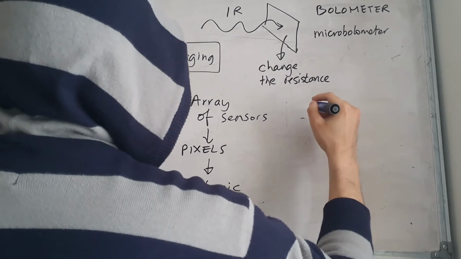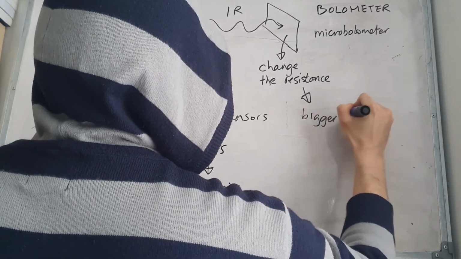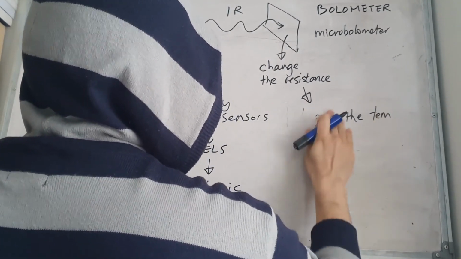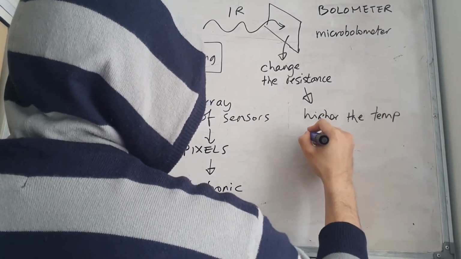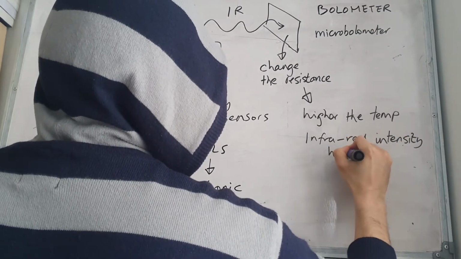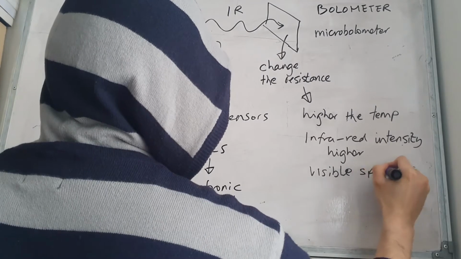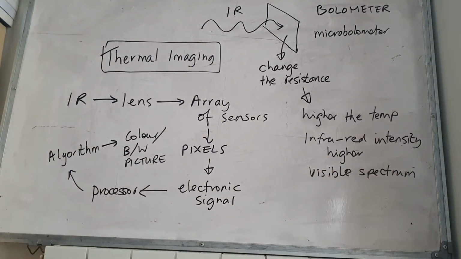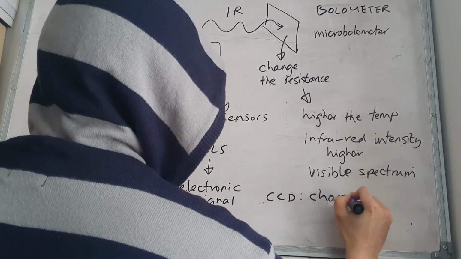What it does is measure the power of the incident electromagnetic radiation. For example, if the temperature is high, then the infrared will be given out at a higher intensity. So the higher the temperature, the bigger the intensity of infrared light emitted from the object. As it gets hotter and more energetic, the visible spectrum might become visible. As you keep heating it up, it goes through red, orange, yellow, then white.